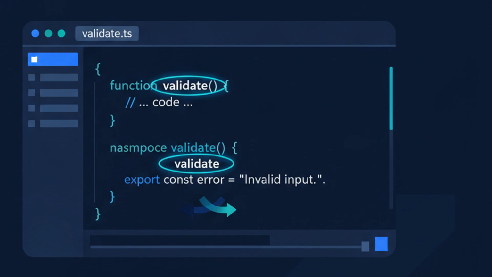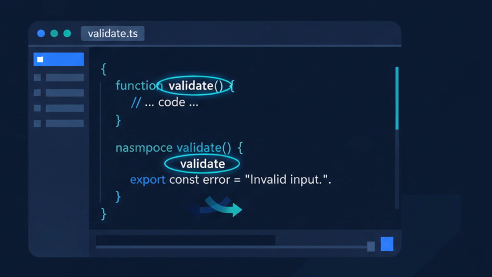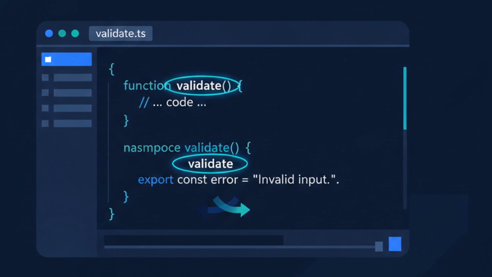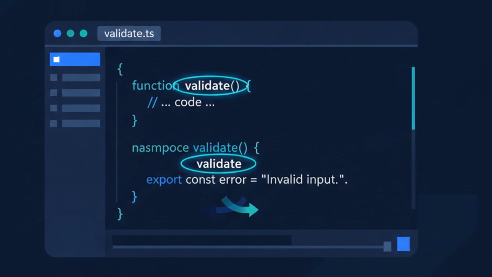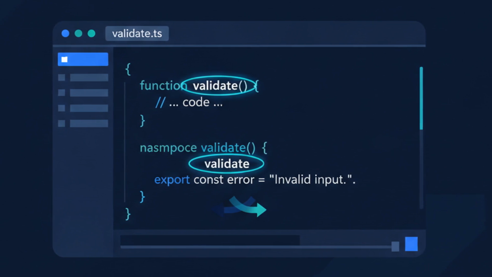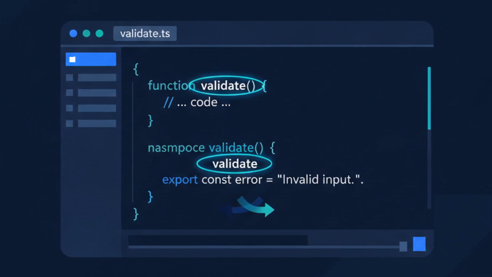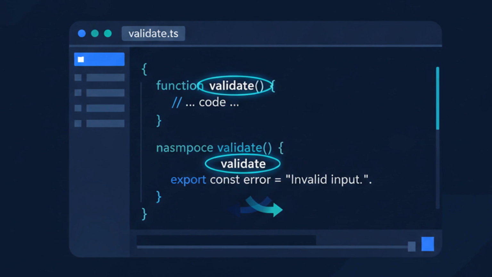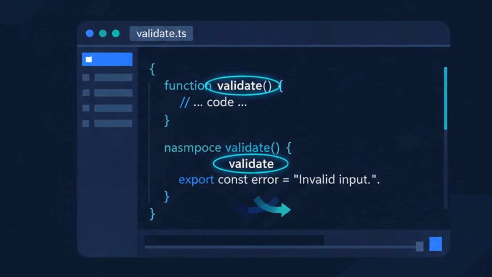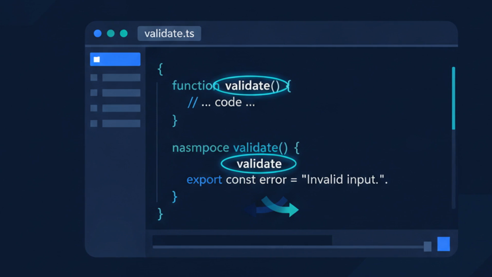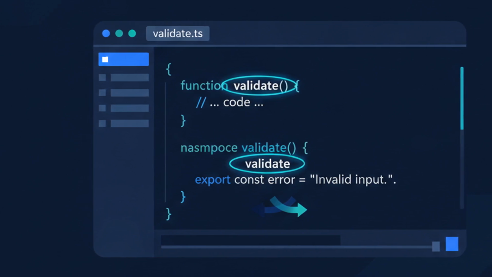Namespaces aren't completely gone. You'll still meet them in two places. First, ambient declaration files. Those .d.ts files that describe untyped libraries often group types under a namespace. Second, declaration merging, where a namespace adds static members onto a function or class of the same name. It's a niche but real pattern. Outside of these, treat namespaces as legacy and reach for modules instead.